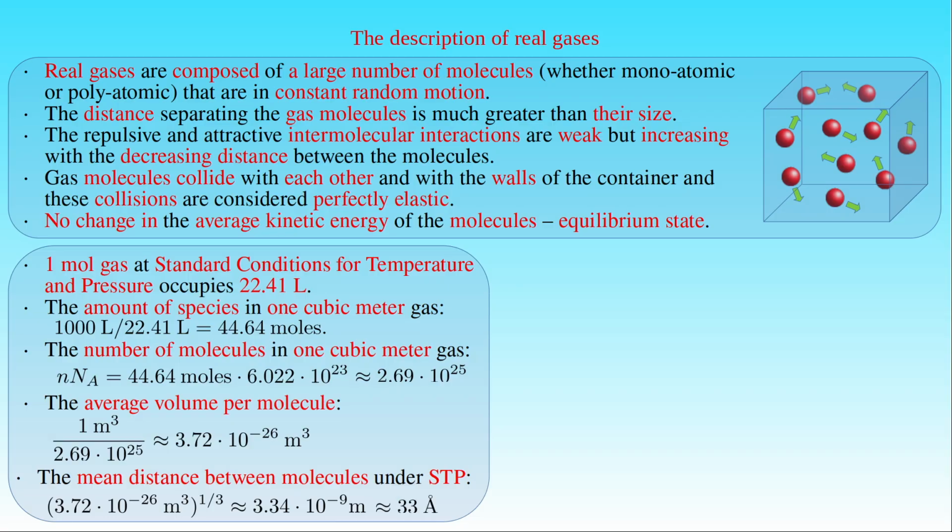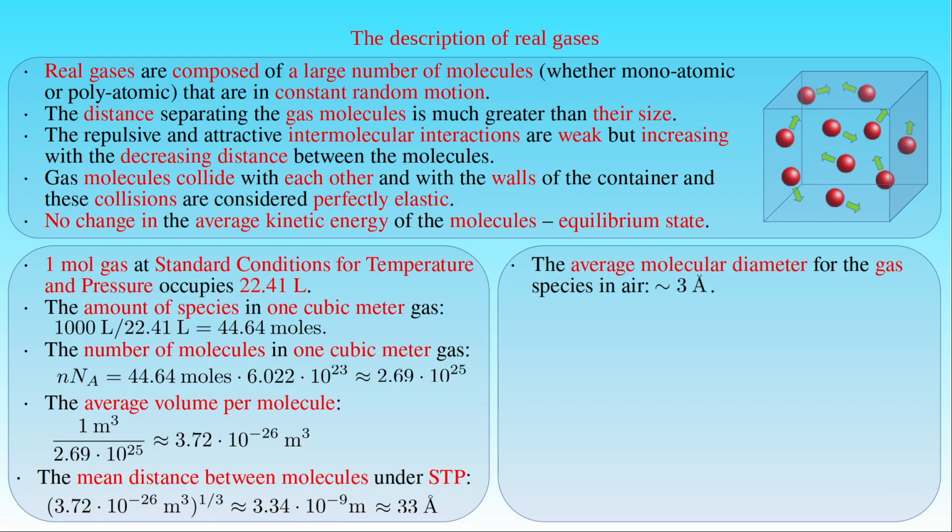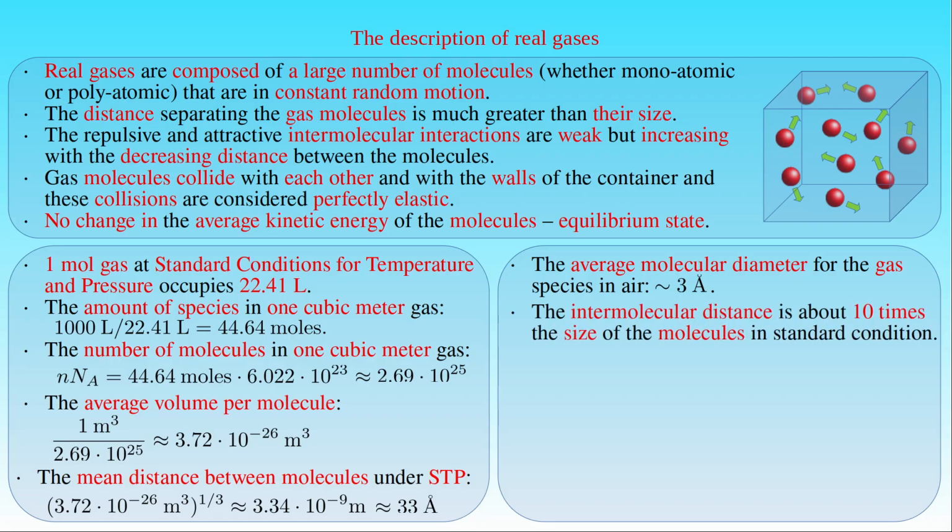Although this value is derived for an ideal gas, the deviation factor of real gases in standard conditions is close to 1, and this distance is still a good approximation in a real situation. There are several methods to determine the molecular diameter for gas species. For example, measuring gas viscosity and applying the kinetic theory of gases provide good estimations for molecular diameters. From such measurements, one can establish that the average molecular diameter for gas species, for example the species in air, is about 3 angstroms. Then we see that the intermolecular distance is about 10 times the size of the molecules in standard conditions.